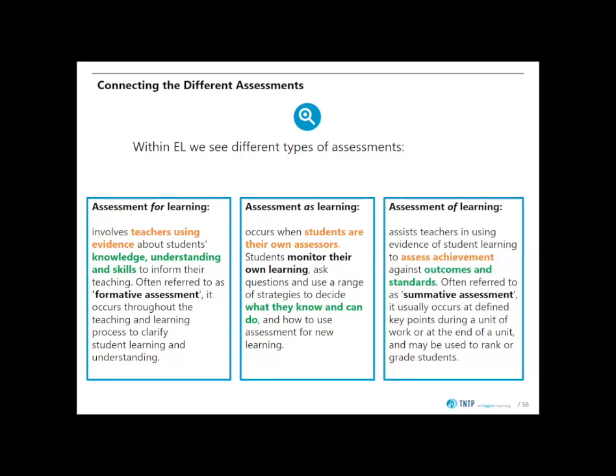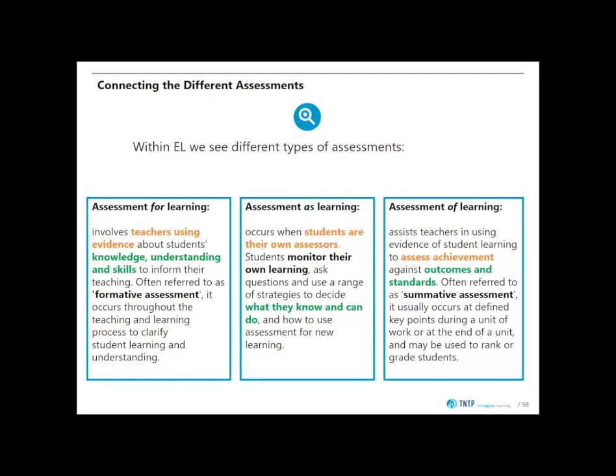Finally, assessment of learning. This assists teachers in using evidence to assess achievement against outcomes and standards. This is often referred to as summative assessment. It usually occurs at defined key points, such as the mid-unit assessments and end-of-unit assessments that are embedded in expeditionary learning. These can also be used to rank or to grade students.